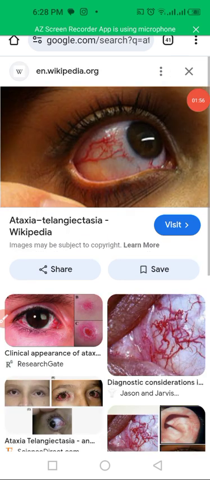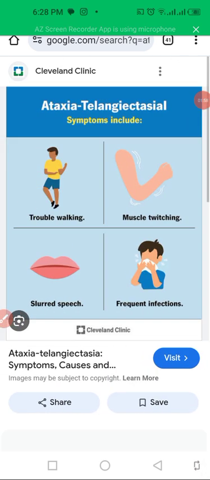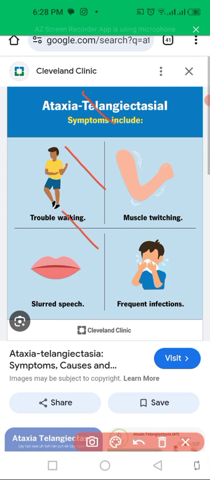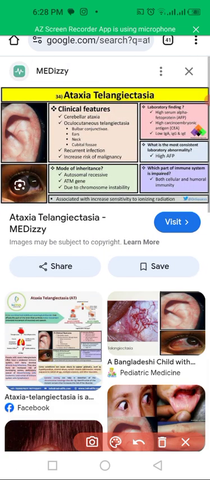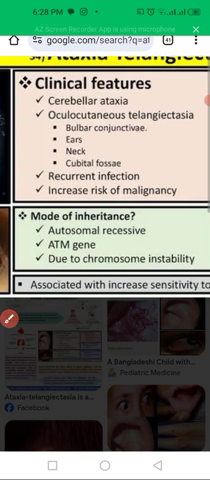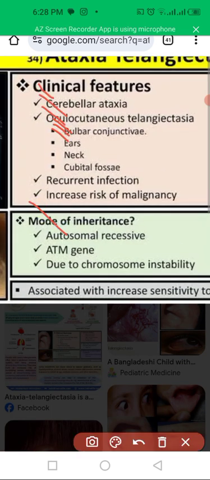Now there is ataxia telangiectasia, a condition in which symptoms include trouble in walking and maintaining balance. Muscle twitching will be there, and slurred speech with frequent infections will be there in ataxia telangiectasia. Its clinical features include cerebellar ataxia and oculocutaneous telangiectasia, in which the ear, neck, and cubital fossa are involved, and it is autosomal recessive.